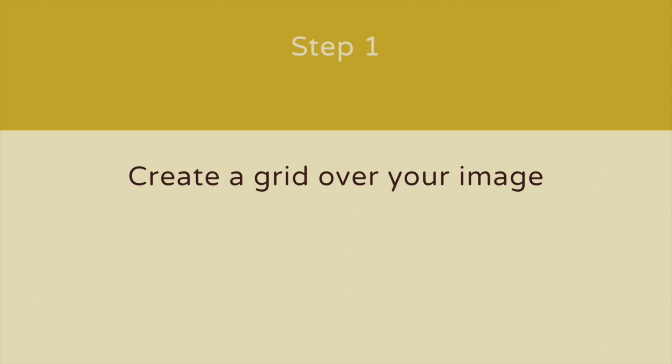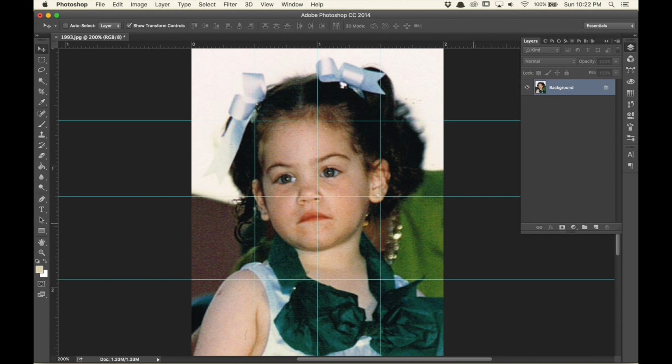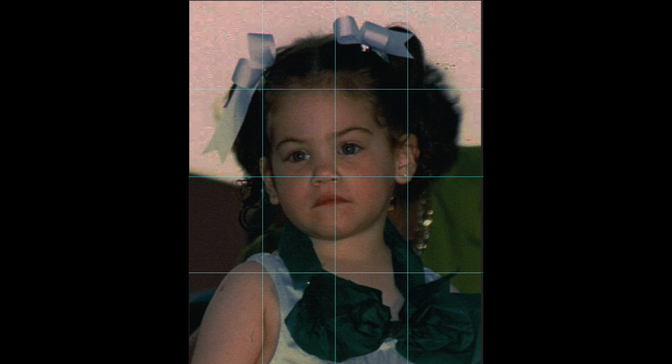The first step is to create a grid over your reference image. I usually do this in Photoshop using the guides, but if you don't have Photoshop, you can also print a copy of your image and draw the grid by hand using a ruler. I generally stick to a 4x4 grid, but you can add more rows and columns to your grid if you want a more precise transfer.